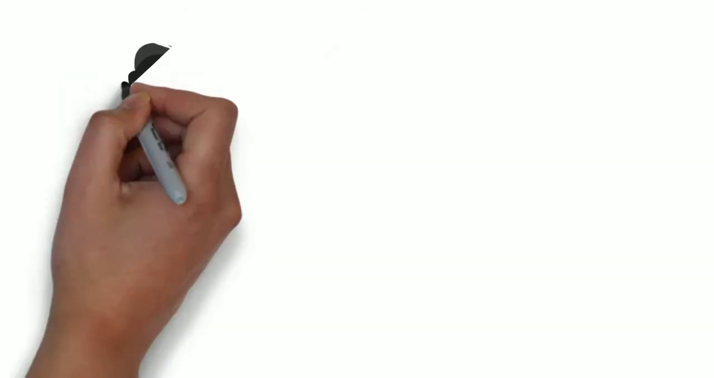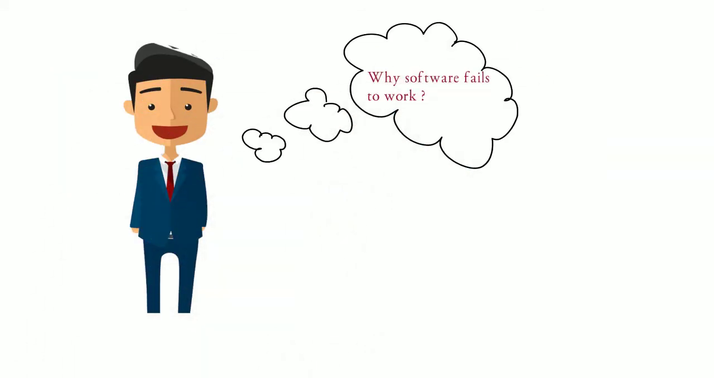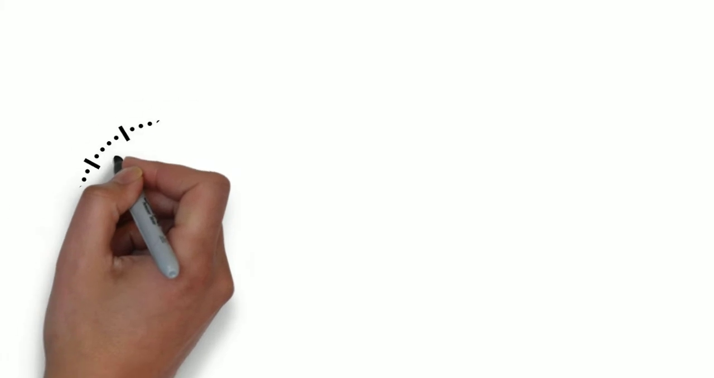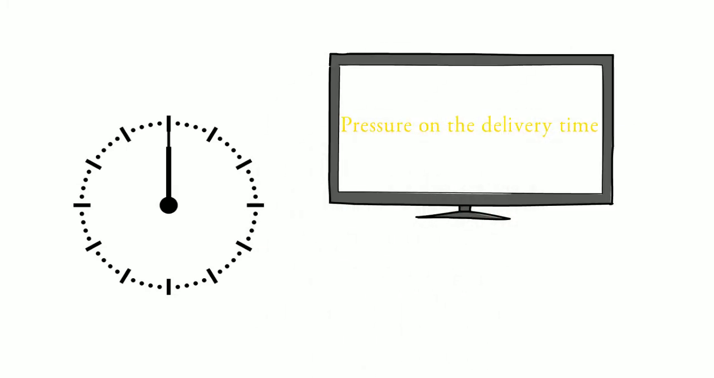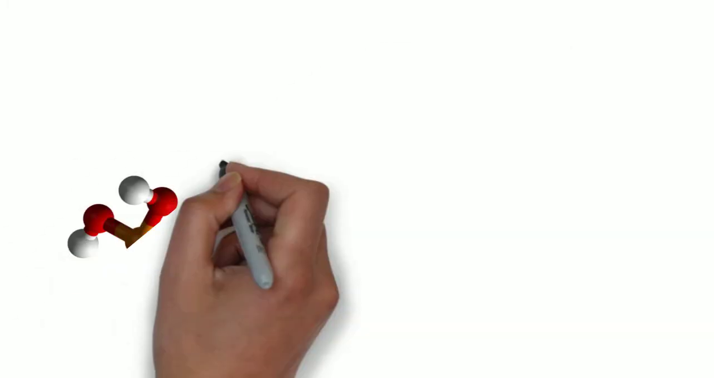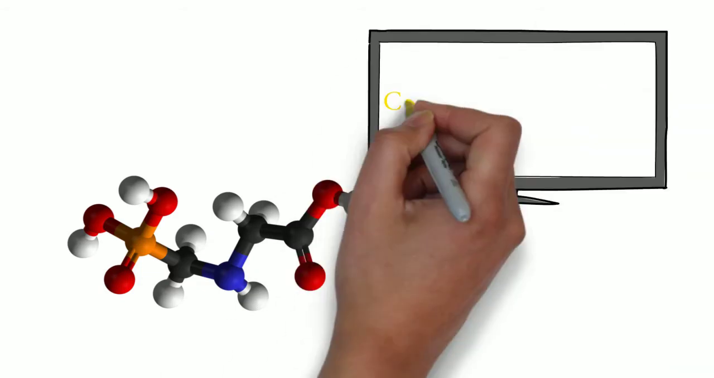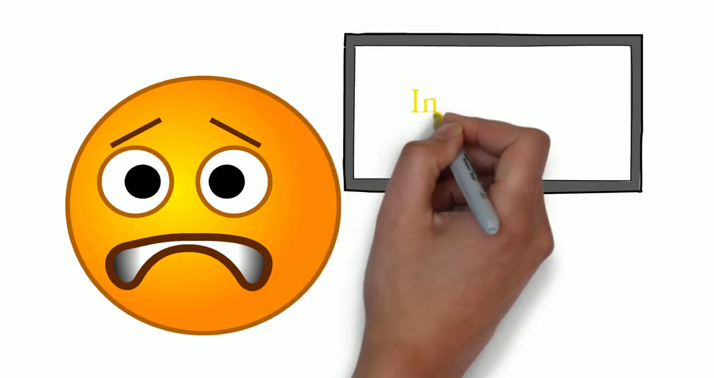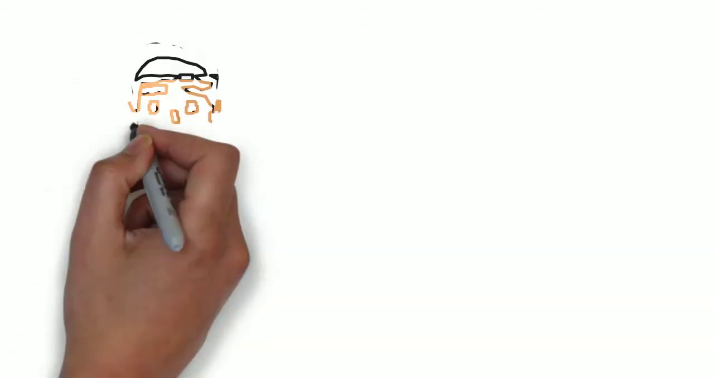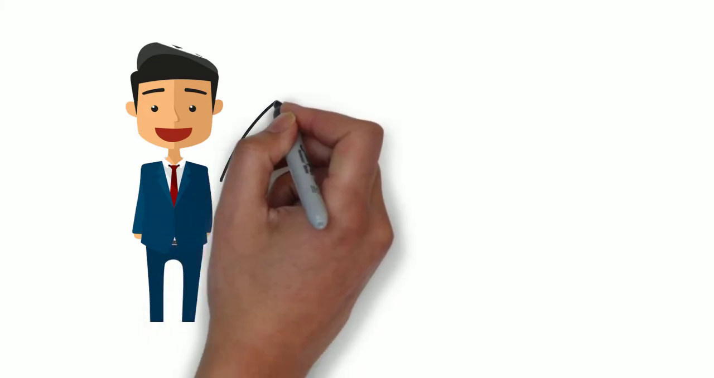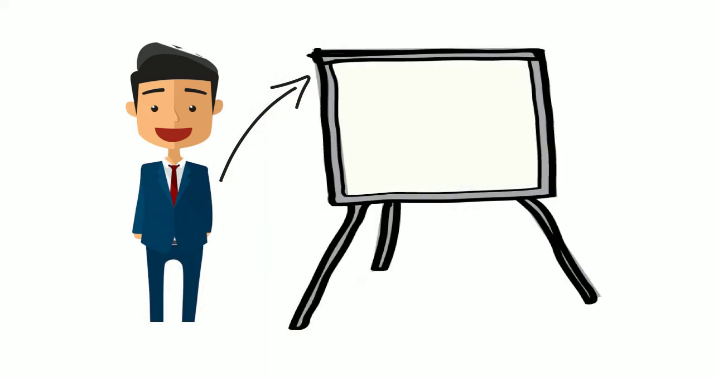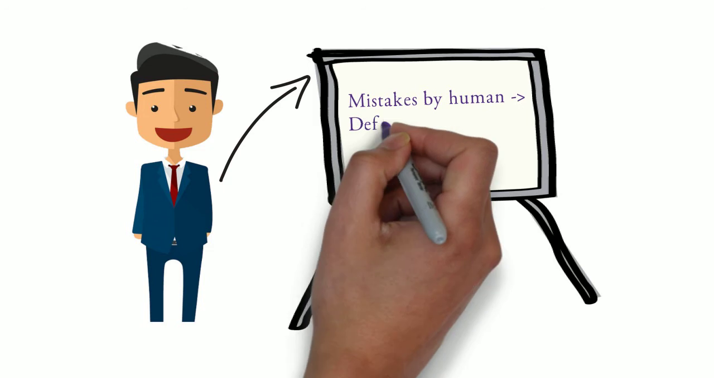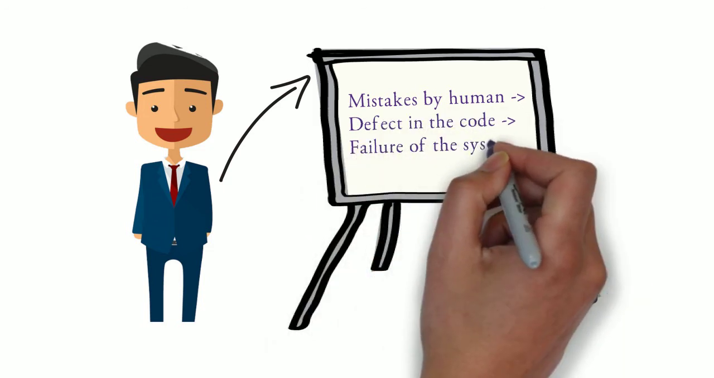Okay, let's discuss why software fails to work. Human beings are fallible and they make mistakes when they design or code the programs. The reasons for the mistakes can be many. They may be working under tremendous pressure to complete the work on time, or they may be working on a complex business process, or the person working on the project can be inexperienced. A mistake in a software is a defect, and a defect can cause the failure of the system. So we can put it this way: mistakes by humans, defects in the code, failure of the system.